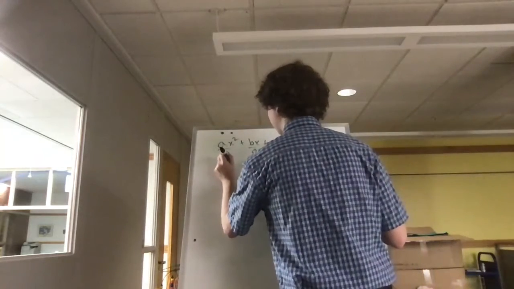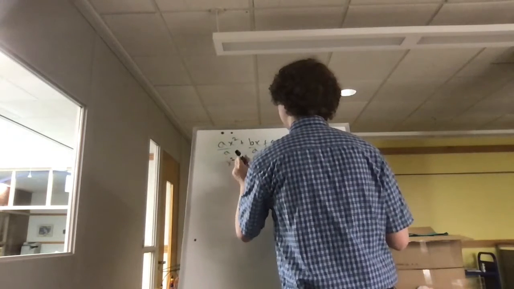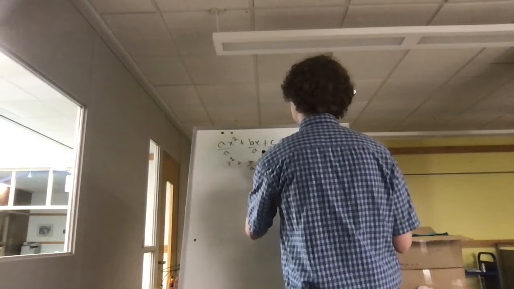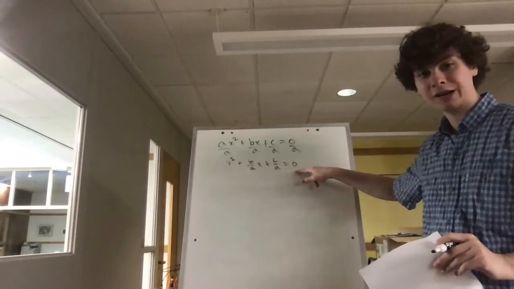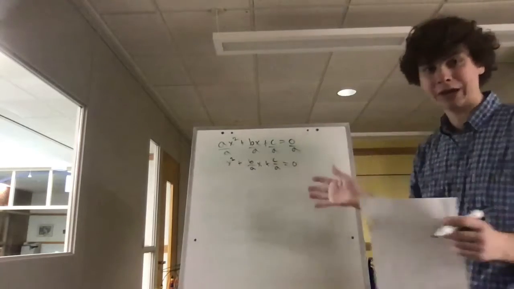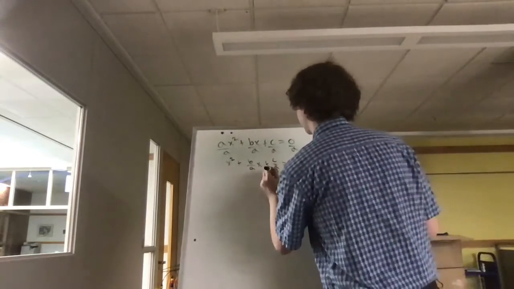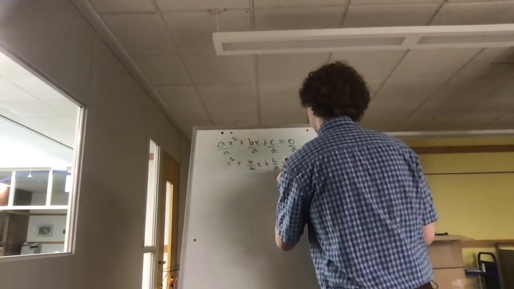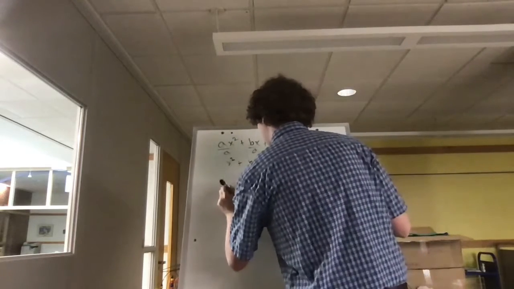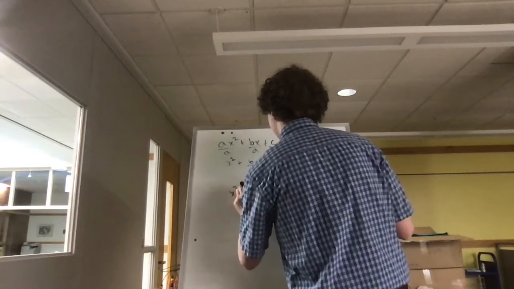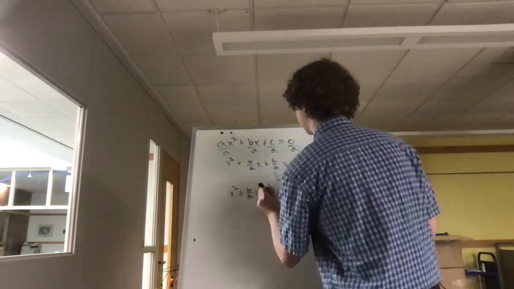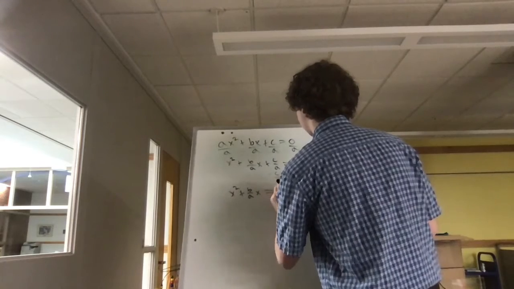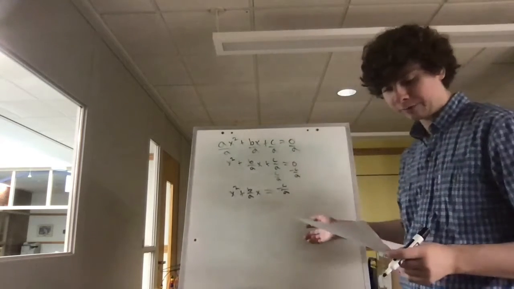So what's left is x squared plus b over a x plus c over a equals 0. And now I'm going to move c over a to the other side of the equation. You can do that by subtracting c over a from both sides of the equation. So x squared plus b over a x equals negative c over a. So fairly straightforward so far.